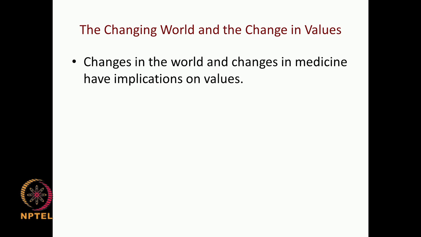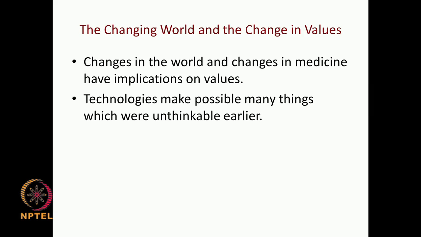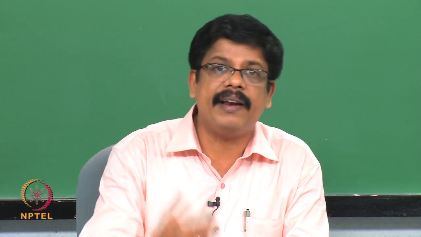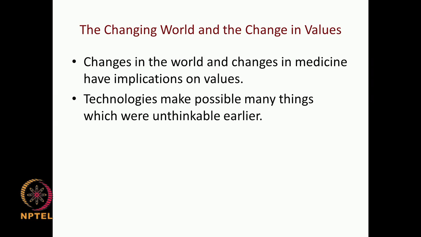And again, the changes in the world and the changes in medicine have implications for values. There is a way in which the practice of medicine has a reverse influence on social values, because the way in which medicine is practiced will affect the value system a society has. Technologies make possible many things which were unthinkable earlier. Say, for example, today by using certain technological devices, we can prolong the lives of people. Many sophisticated technological procedures are available today. Plastic surgery is another very important area where it has brought revolutions to the lives of people. So, all these technologies have introduced certain situations in society where some of the traditional values are challenged.